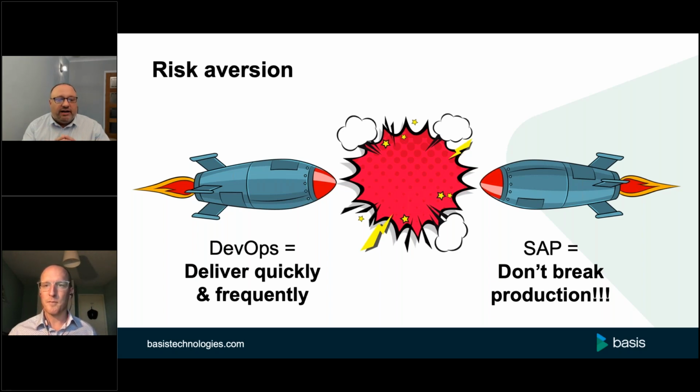Because, as I mentioned earlier, that one small change going into that central SAP system can cause huge disruption to that system. SAP teams and organizations, just by default, are very, very risk averse, because they don't want a small change having a huge detrimental impact on those critical business processes that we were talking about earlier.